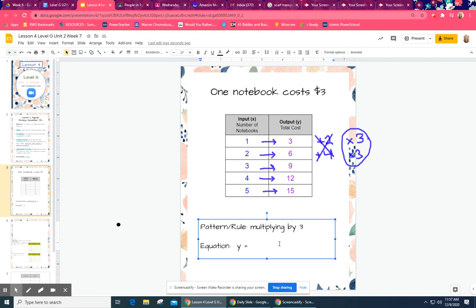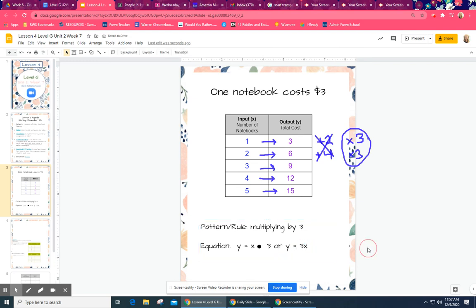And there's several ways that you can show multiplication using a keyboard. What you cannot do is put x times 3 because it's confusing. There's 2 x's. But what you can do is use the dot to show multiplication, x times 3. You could also do y equals 3x, because when a number and letter are right next to each other, that means multiplication. And that is all.